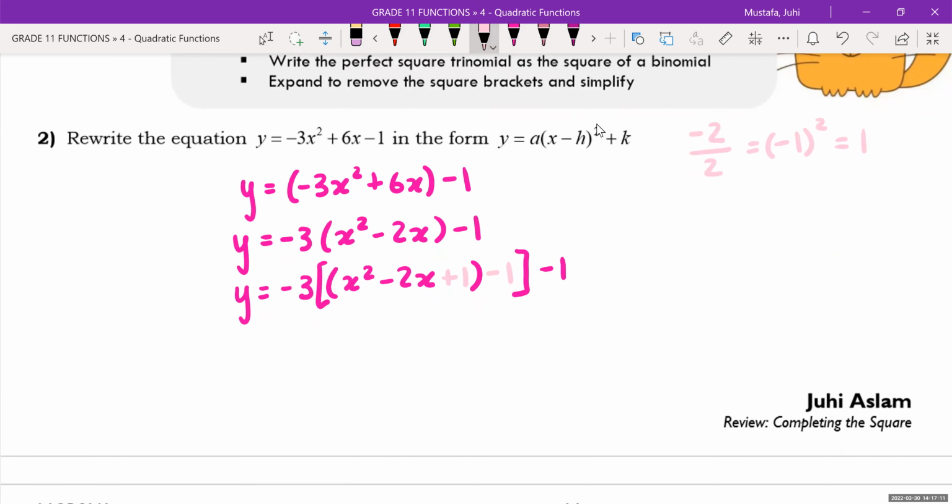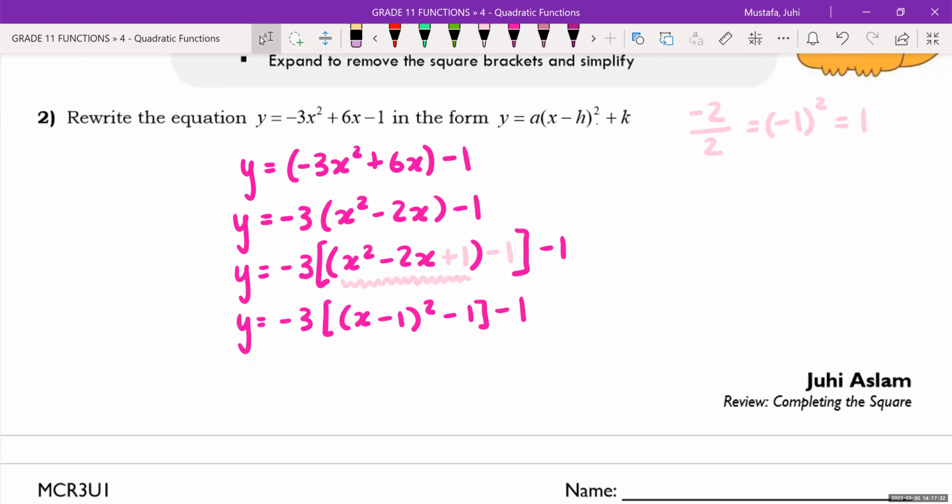At this point, all of the stuff inside of the rounded brackets is a perfect square trinomial. So you can do the work on the side if you want. If you can kind of just visualize and see it, you can write the answer straight away. But that's what I end up with.